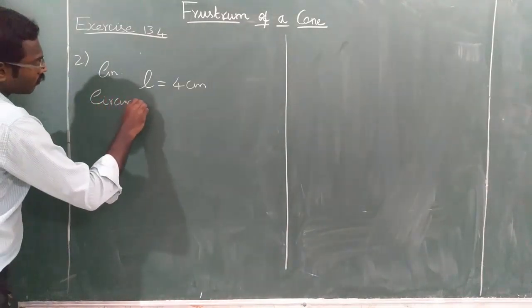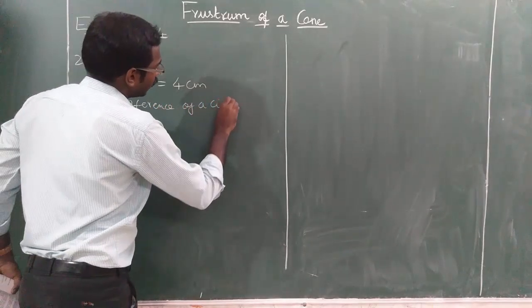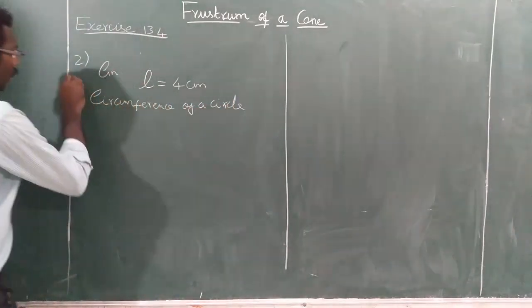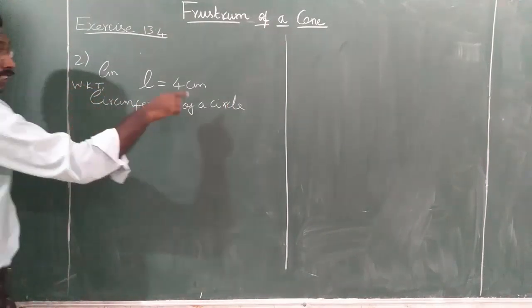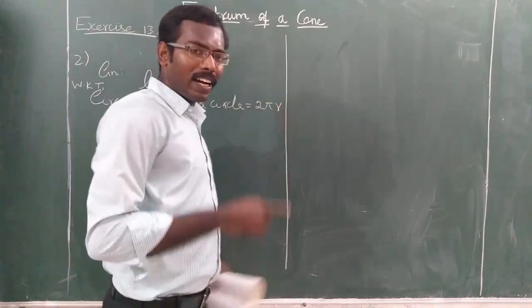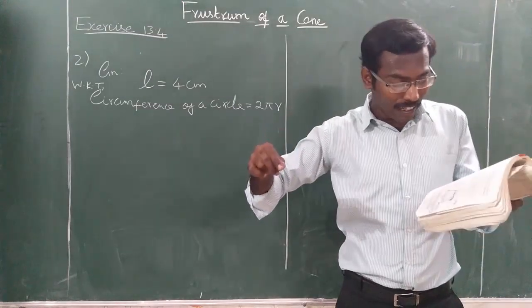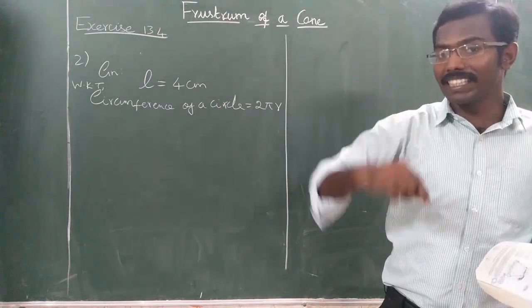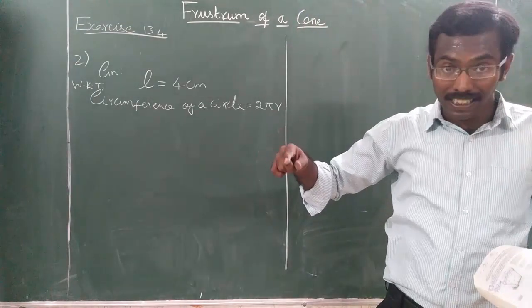Circumference of a circle. We know that the circumference of a circle is equal to 2 pi r. But here two circles are given. One circle's circumference is 18 centimeter and the other is 6 centimeter. So the bigger circle is 18 centimeter, the smaller one is 6 centimeter.